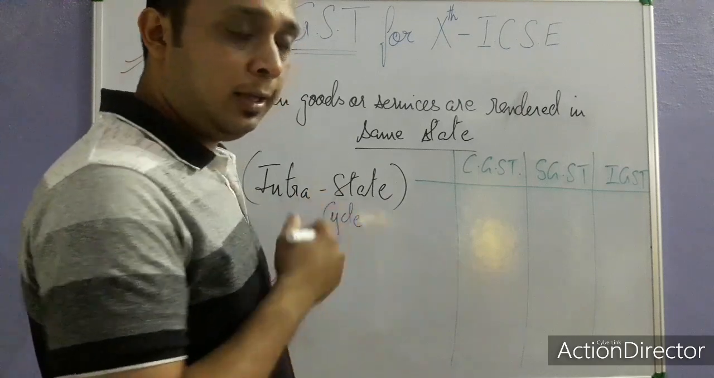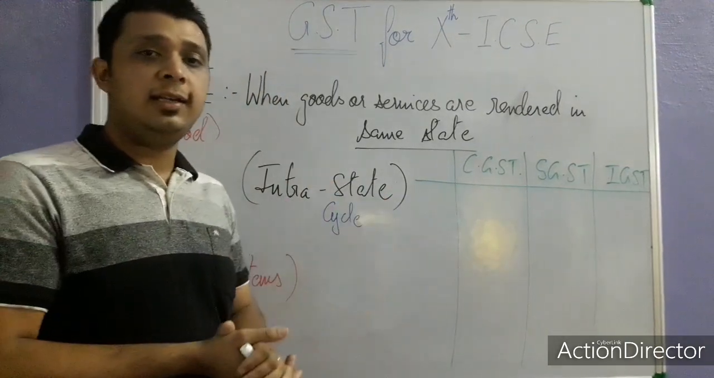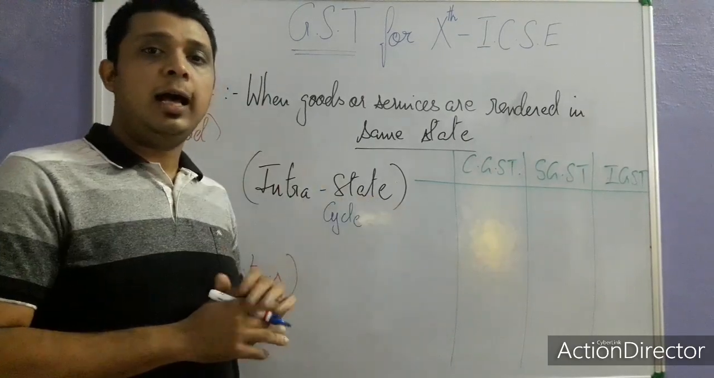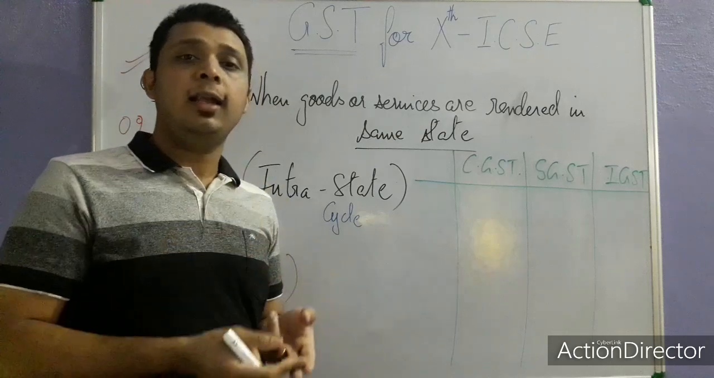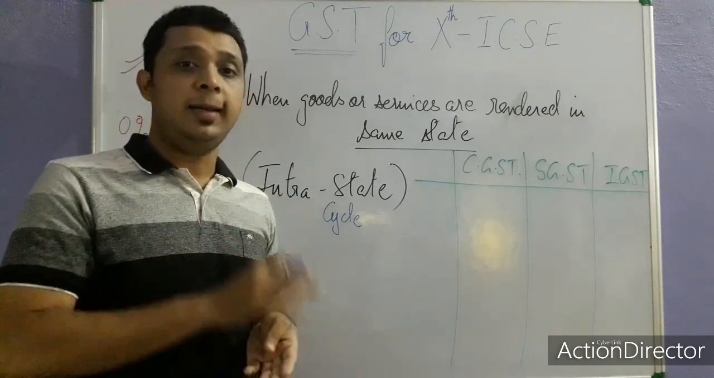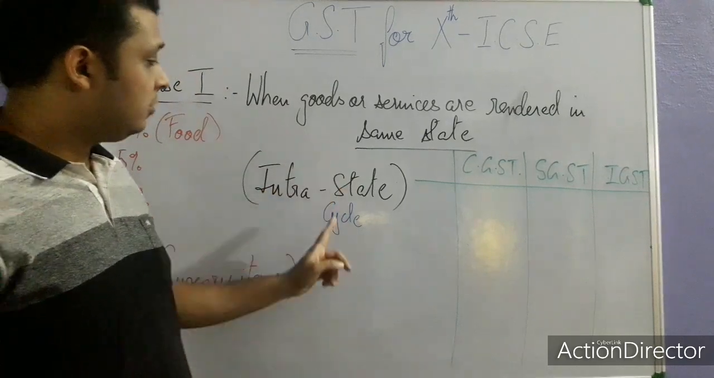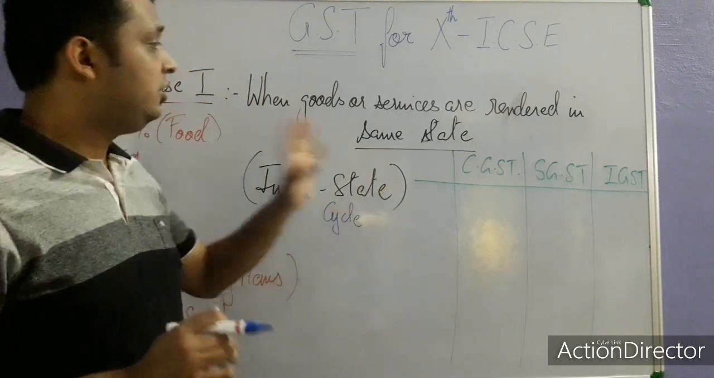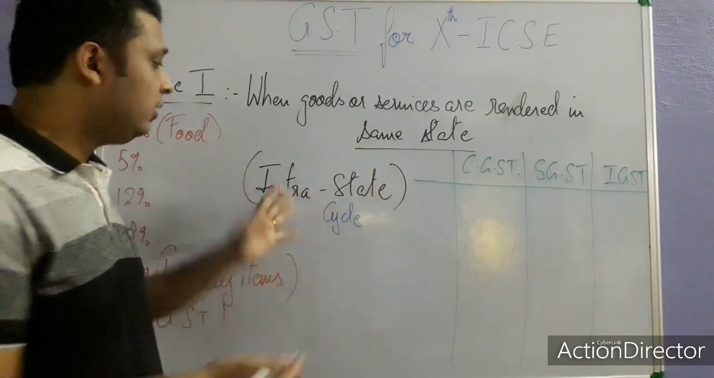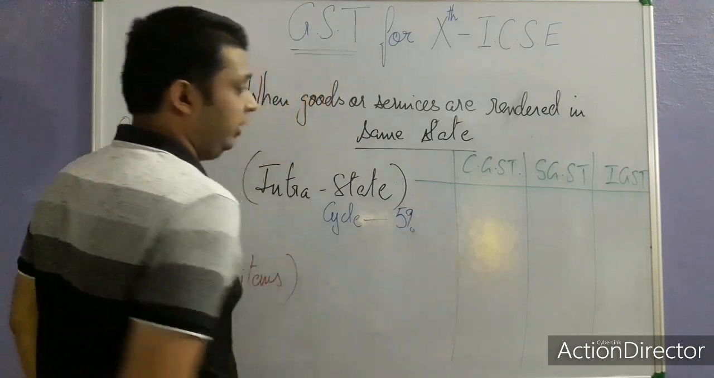Like for example, in Kanpur, suppose that a cycle is manufactured and it is sold in Lucknow. So both Kanpur and Lucknow are in the same state, Uttar Pradesh, isn't it? So that is why it is called intra-state GST. Okay, so whatever, suppose that 5% of GST is applied on it.